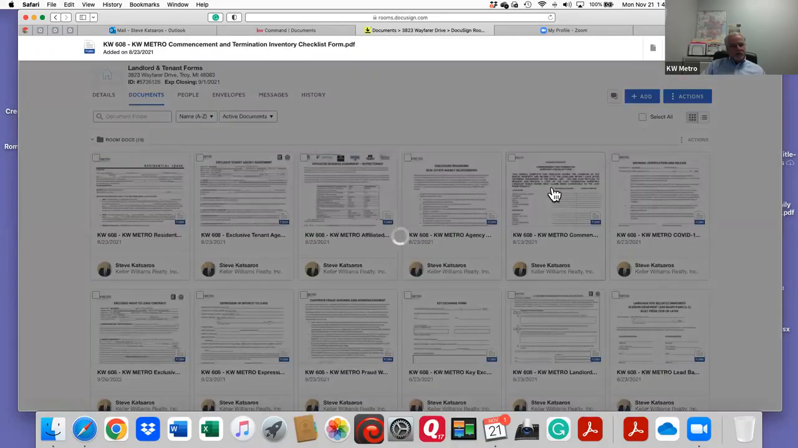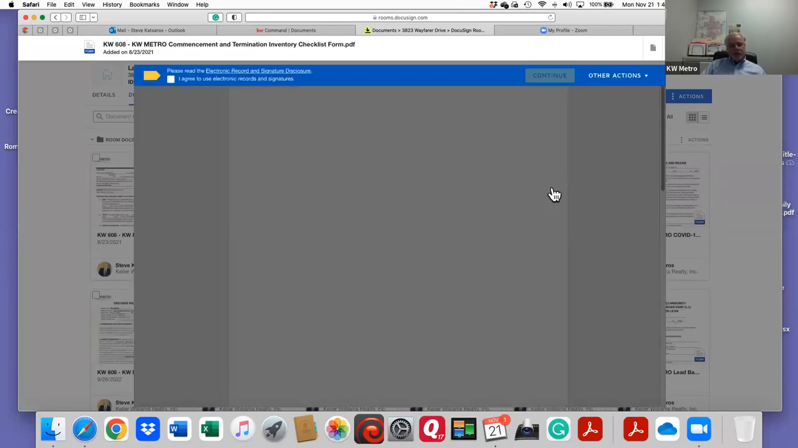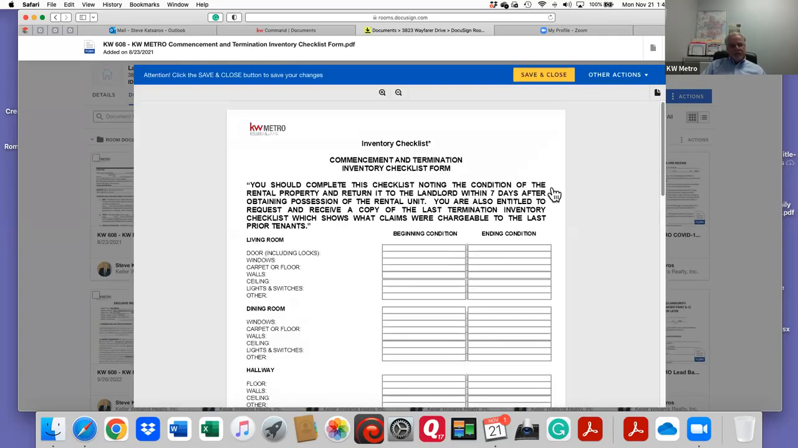So here is the commencement inventory checklist. This is mandated. This is a statute that should be in every lease. The tenant is to receive 2 copies of this form. You actually have to either email or hand it to them to fill out, and they have 7 days to fill it out. Not at the move-in. They've got 7 days, because the move-in could be chaotic.